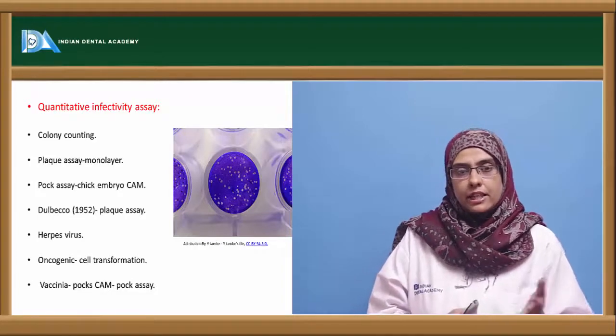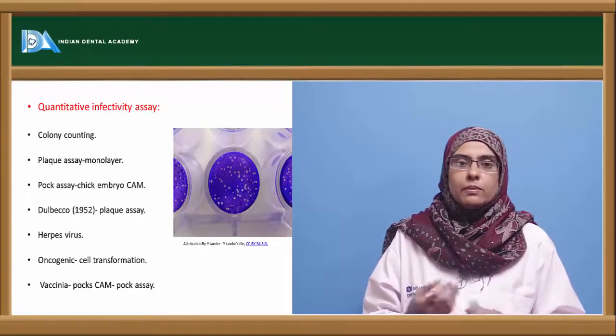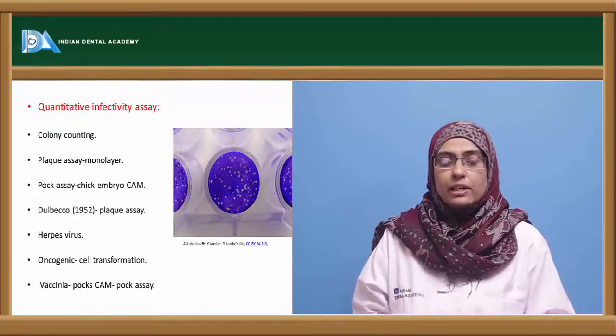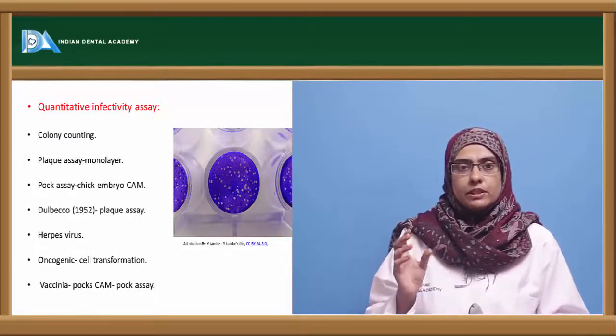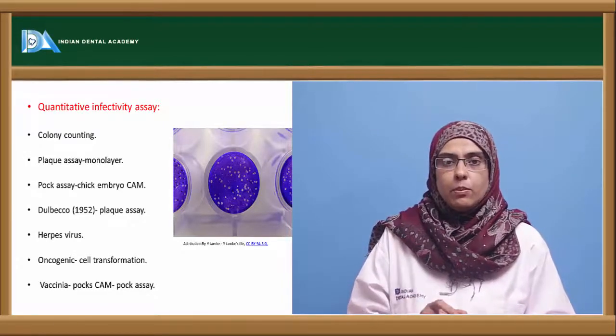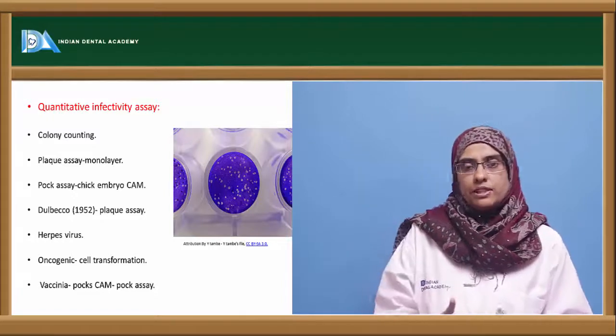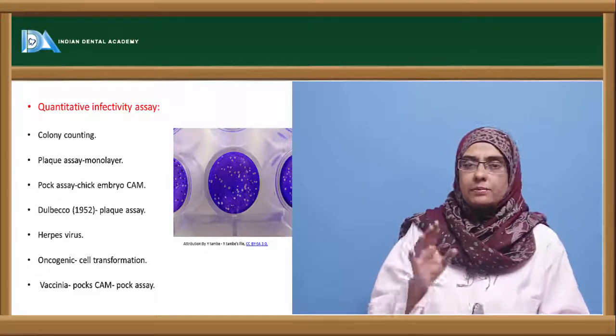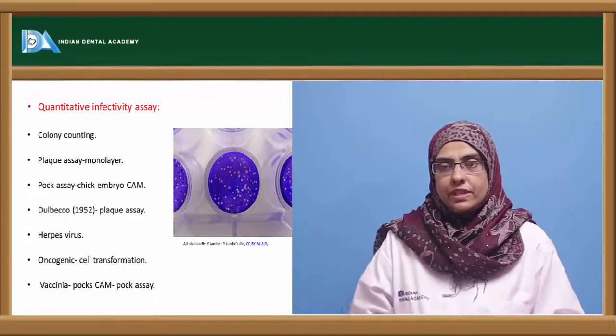Next, in the case of POC morphology, as we know, by growing the virus in the chorioallantoic membrane, these viruses form the morphological features which are called POCs. Each POC is formed by one infectious particle. So counting the number of POCs helps in identifying the number of infectious particles.